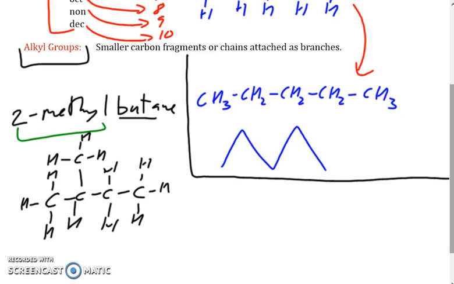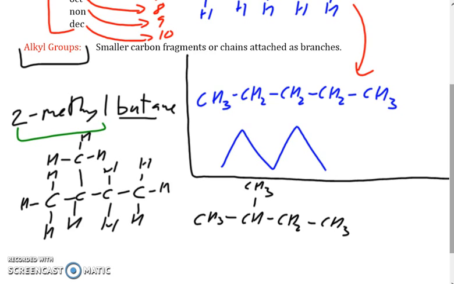Now if we were to draw this example as a condensed version, that would look like CH3, CH, CH2, CH3, and then CH3. Now when you're numbering them, you're always going to number it in the order that gives us the lowest number, or the largest carbon chain.